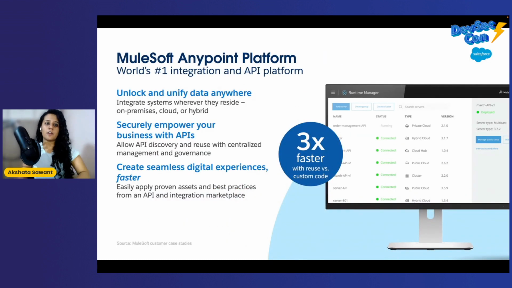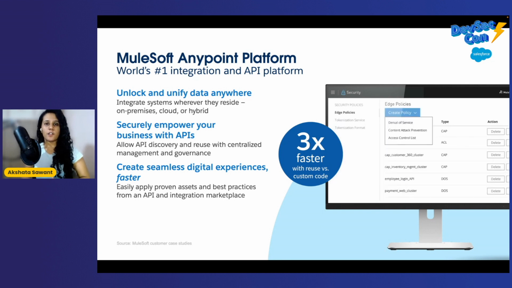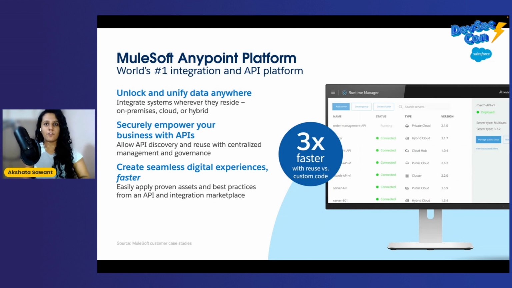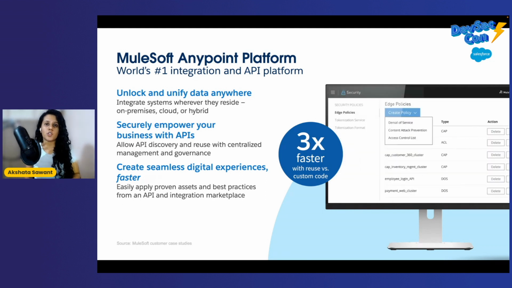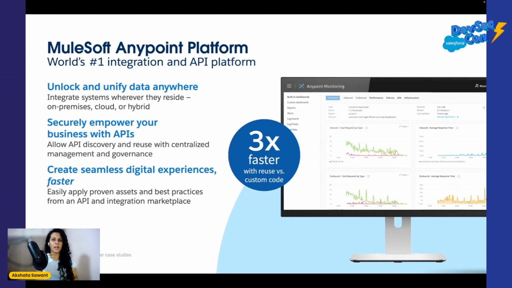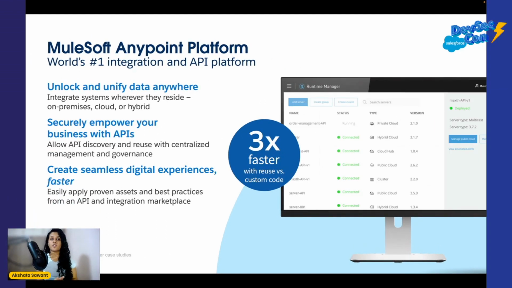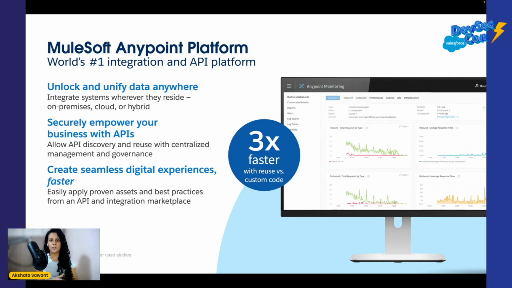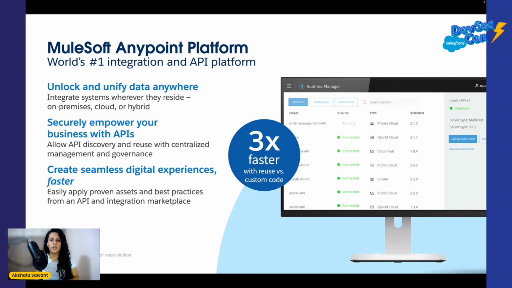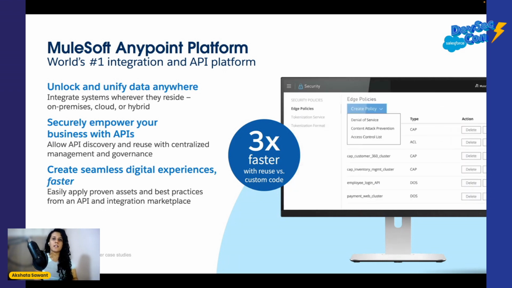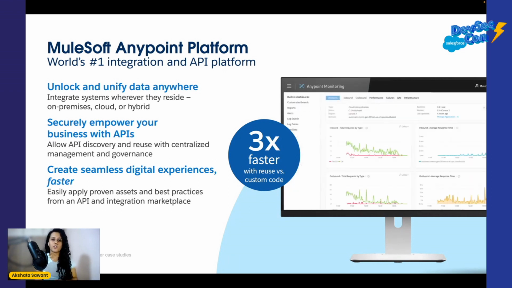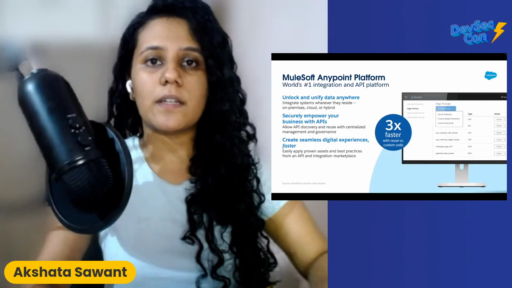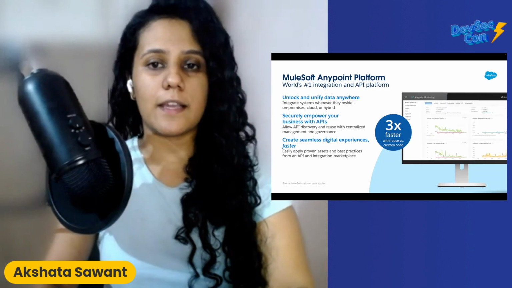We'll be coming to the MuleSoft side as well. MuleSoft Anypoint Platform is basically the world's number one integration and API platform. It's an API management tool, an iPaaS solution, which helps you unlock your data and manage your entire API lifecycle, your entire API ecosystem. You can design your APIs, build your APIs, publish your APIs to Exchange, and manage your APIs as well. You can apply security policies and have full control over your API in one single place. We'll definitely see more about it in the upcoming slides.